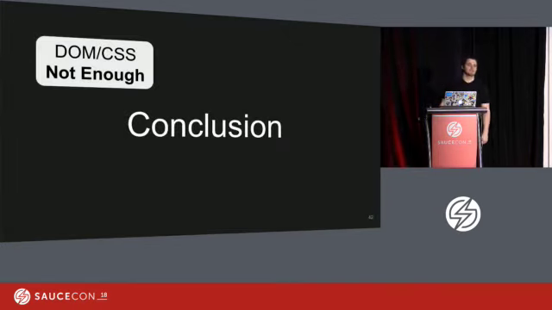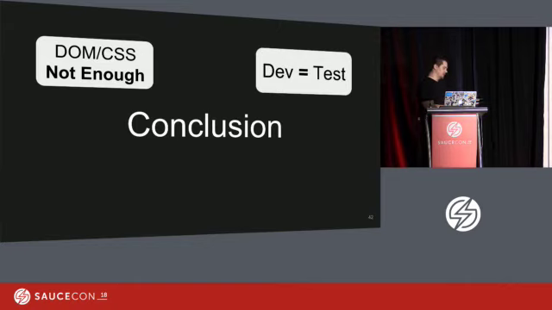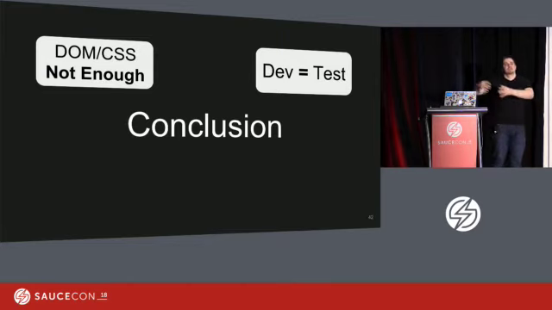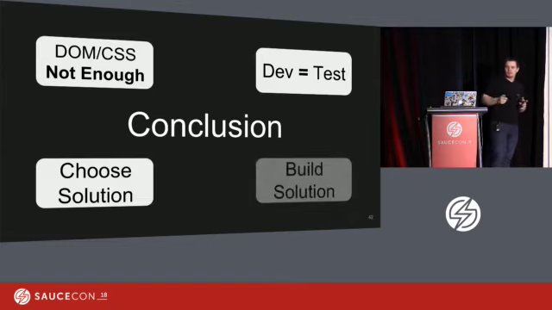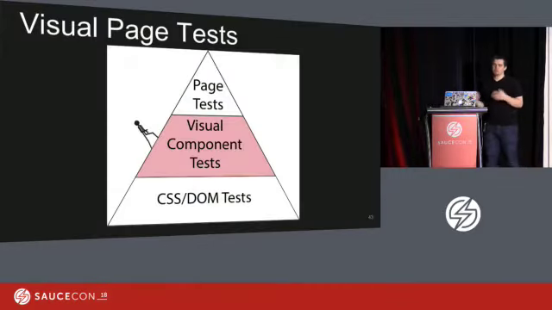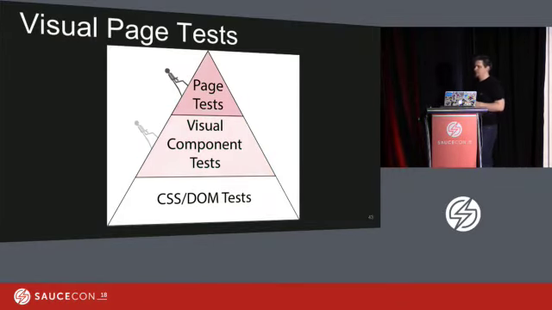So the conclusion: DOM and CSS is not enough. Development and testing, the line between them really blurs, because as you build the component, it also acts as documentation and ultimately as testing. You can choose your own solution, or you can build in-house. That's what PhantomCSS tells us, and what people actually do. If you were to explore visual testing a bit more, you would see there are so many tools out there. And so with that, we will move on to the last part of this presentation and try to actually climb to the top. It's page testing.